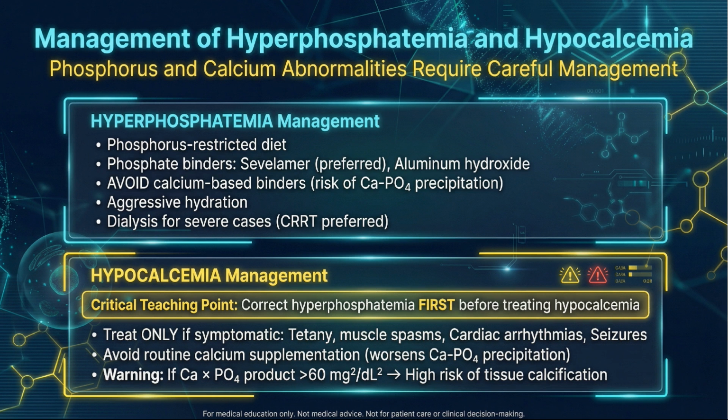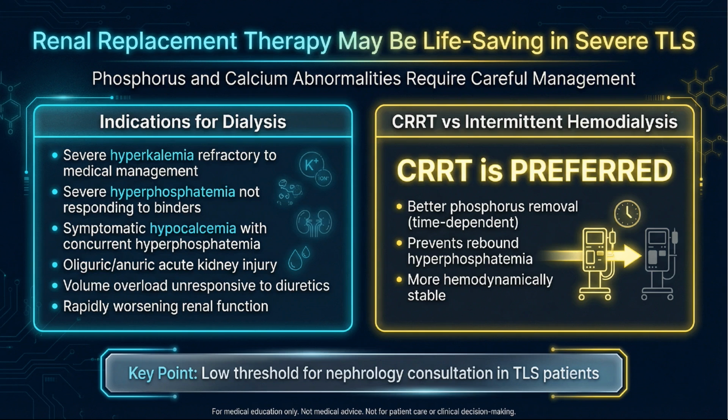Always be mindful of the calcium phosphate product. If it exceeds 60, the risk of widespread tissue calcification is very high. In severe cases of tumor lysis syndrome, renal replacement therapy or dialysis can be a life-saving intervention.